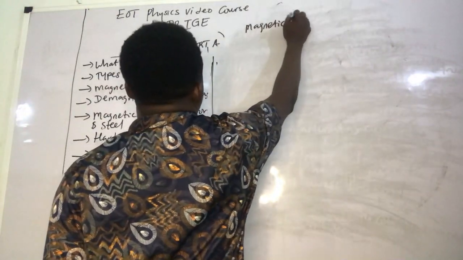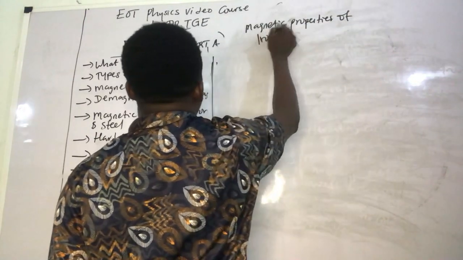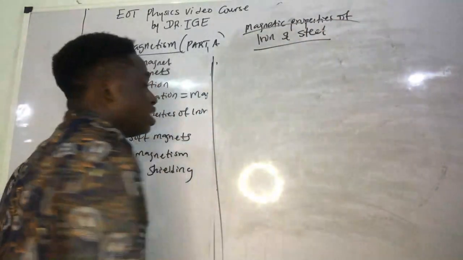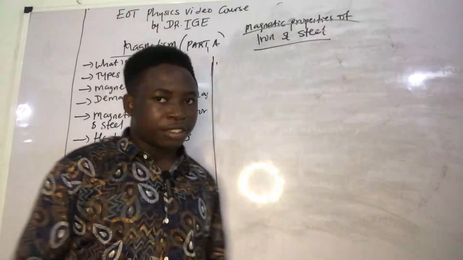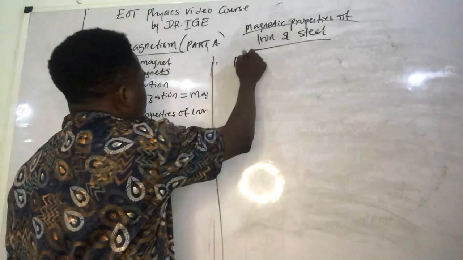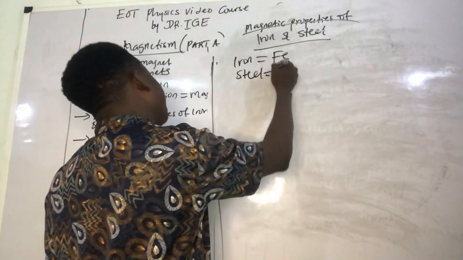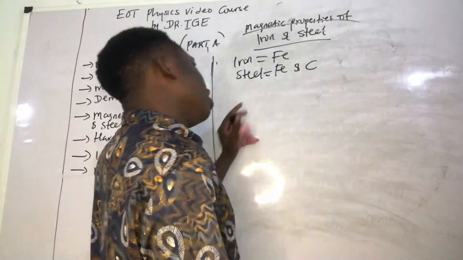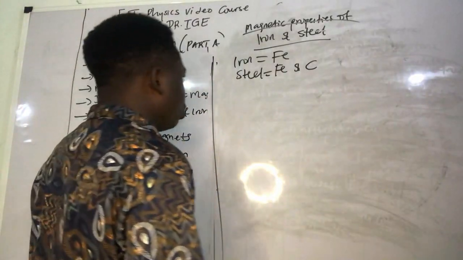Magnetic properties of iron and steel. Please take note, both iron and steel and other things like cobalt, nickel, aluminium, they are magnetic materials. Do you understand? So please take note that iron is just this guy here, right? Steel is an alloy of iron and carbon. Do you understand? So steel is actually stronger than iron. But please take note.